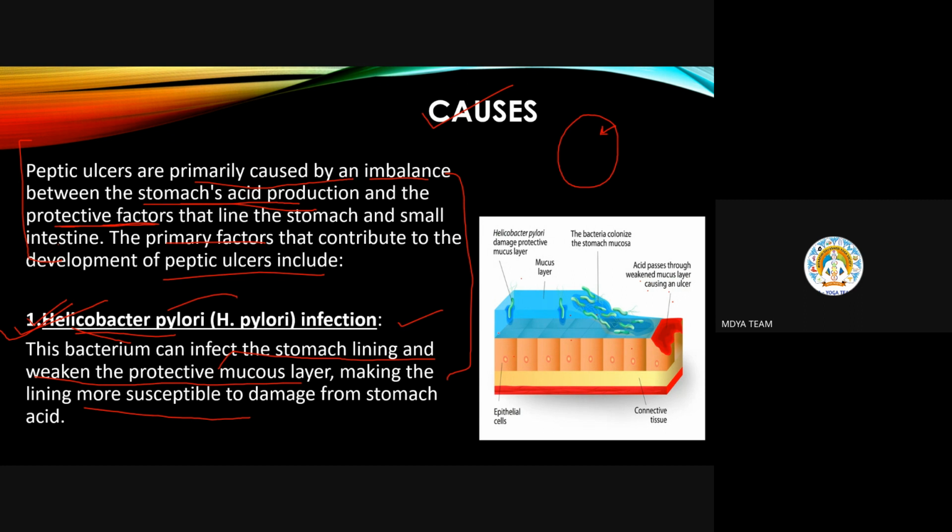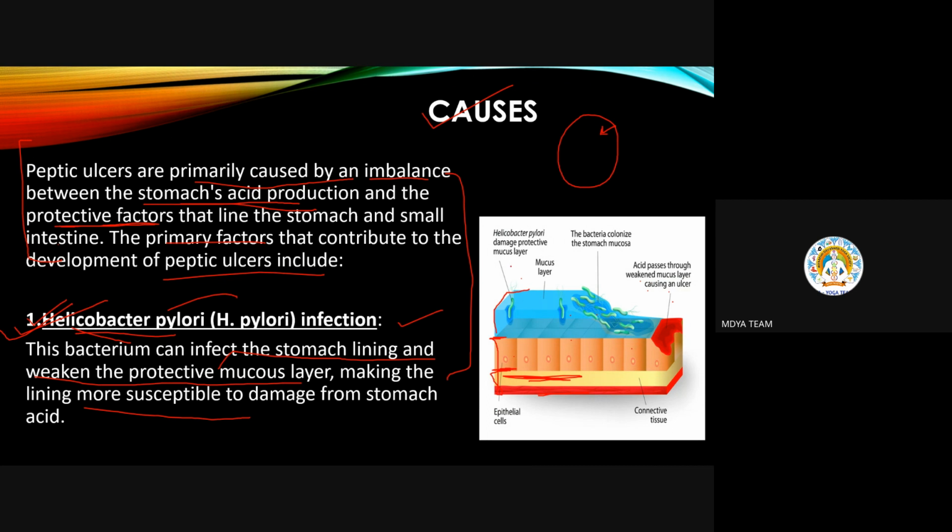So now come to the diagram. This is our skin, this part is the epithelial cells. The epithelial layer is the uppermost layer. This is our skin, the epithelial tissues, and these are connective tissues and so on. So now what is happening? This blue part is the inner mucosal layer of our stomach.